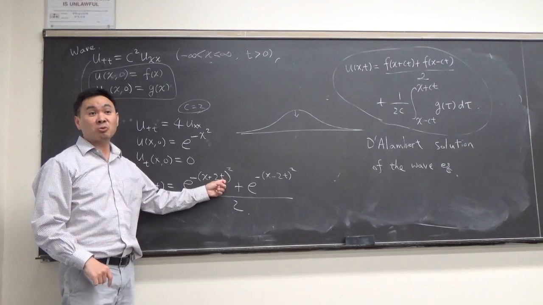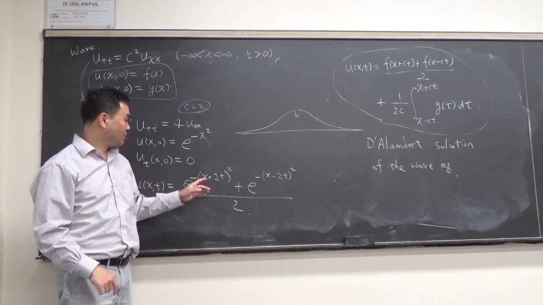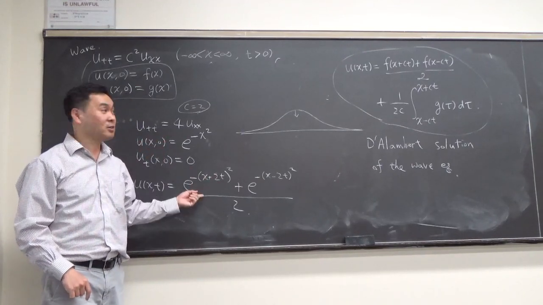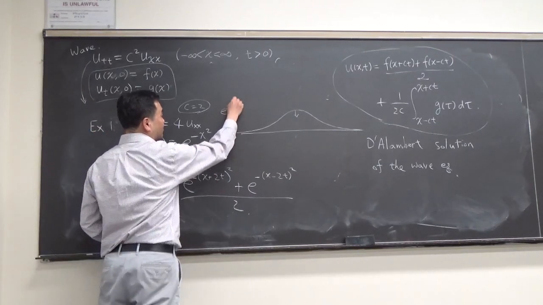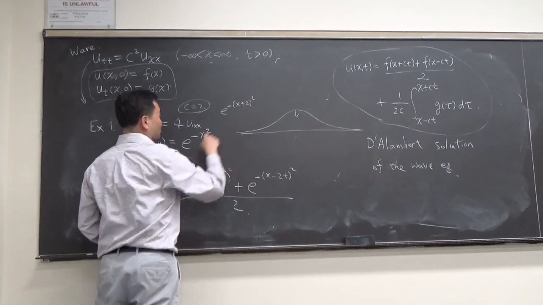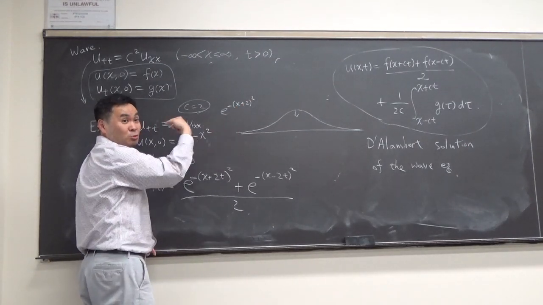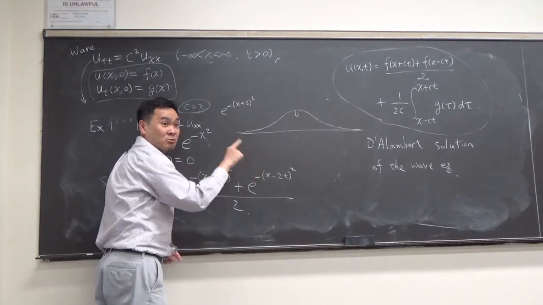So when t is equal to 1, what does this mean? This means that this curve is moved left by 2, right? I mean, if t is 1, what is that? e to the negative (x plus 2) squared. What's the relationship between these two? This moved 2 steps to the left, right? What about this one? It moved 2 steps to the right.